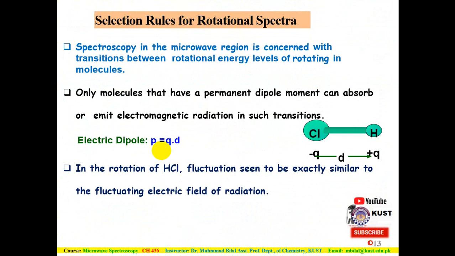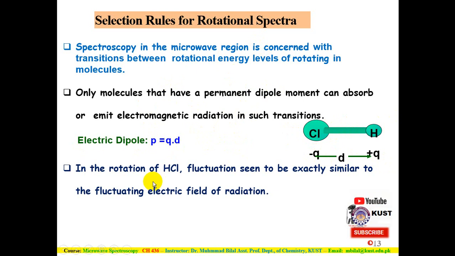Now what is the selection rule for rotational spectra? Which molecules will give a rotational spectrum, and which molecules don't? Those molecules which have a permanent dipole will absorb electromagnetic radiation in the microwave region and will give a spectrum in the microwave region. The permanent dipole is actually the charge present on the atom or ion in the molecule and the distance between the two. P is equal to Q times D.